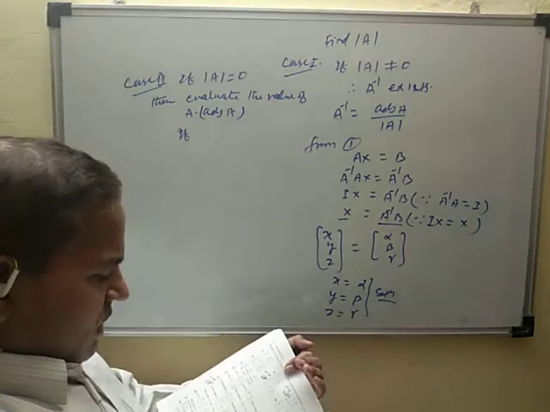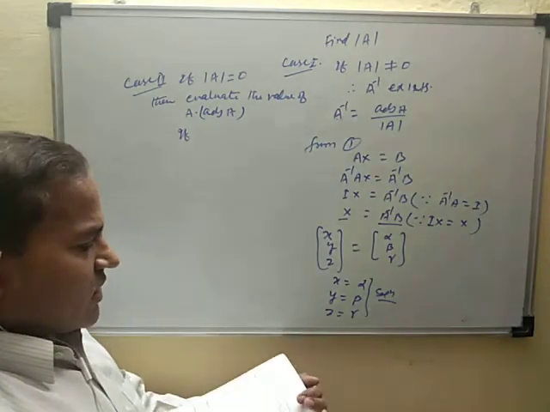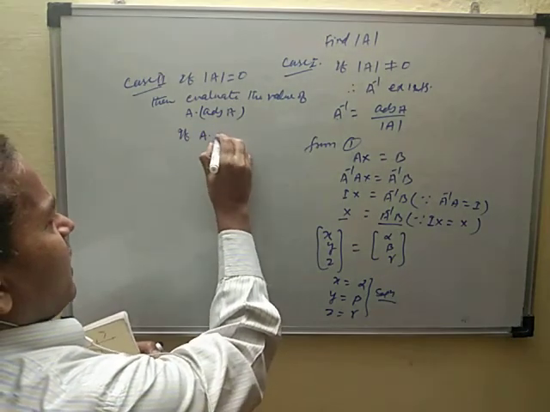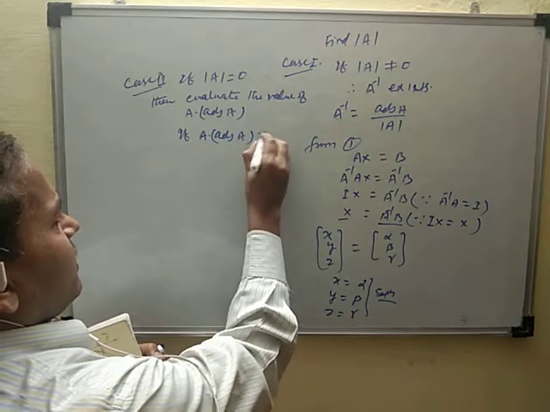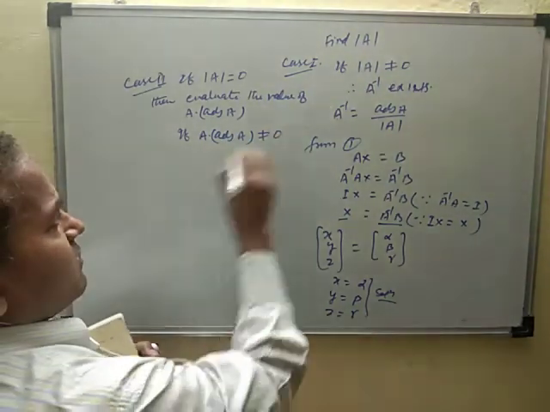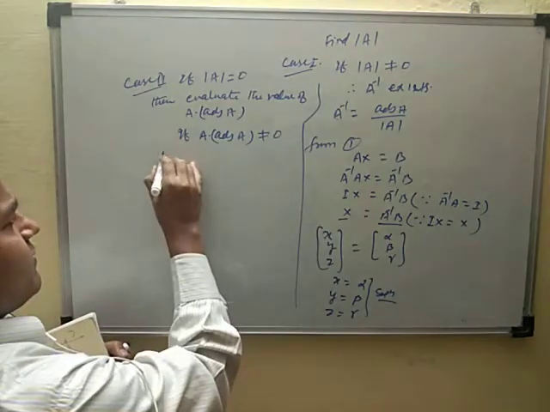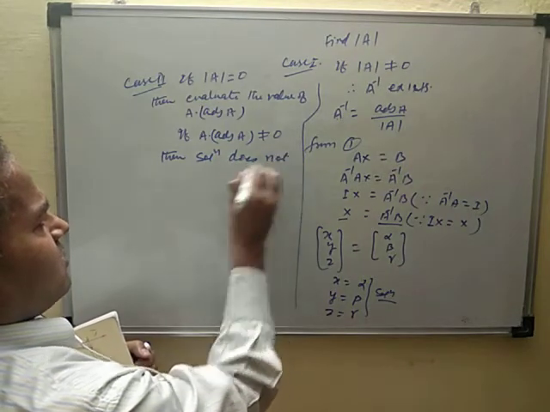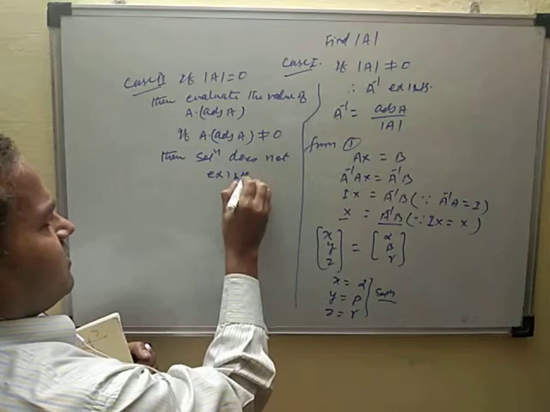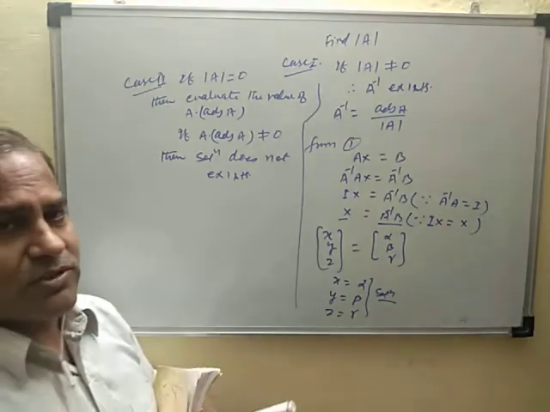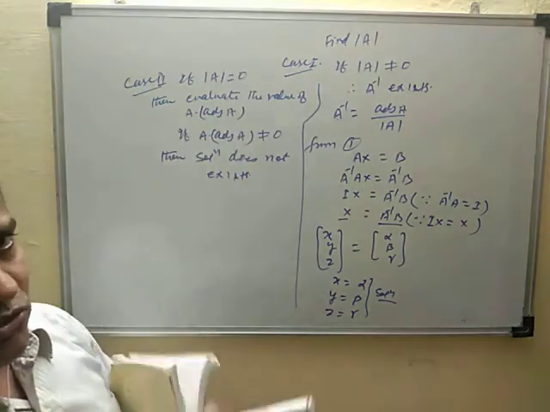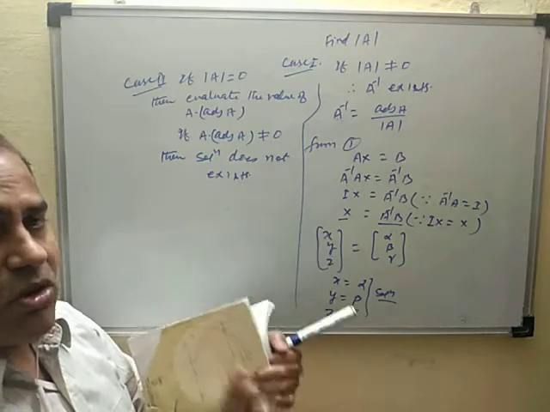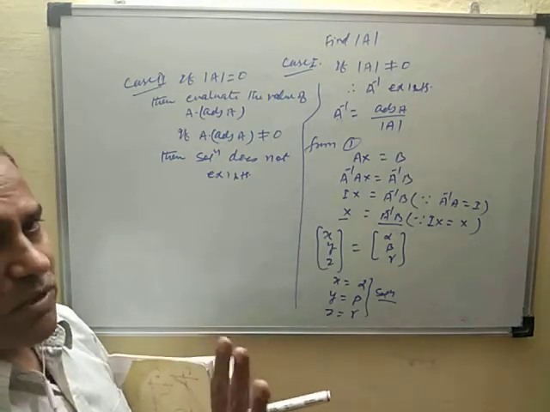If this value, A into adjoint of A, is either 0 or non-zero, suppose A into adjoint of A is non-zero, then solution does not exist. That is, determinant of A is equal to 0 and A into adjoint of A non-zero, then solution does not exist. That is, यहाँ solution find नहीं कर सकते हो आप.